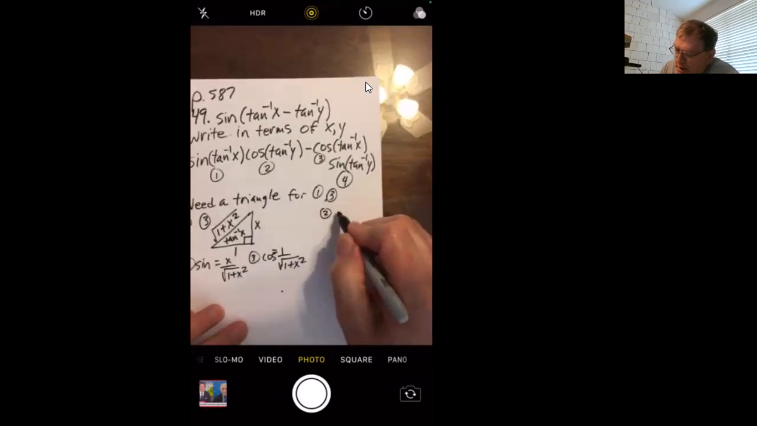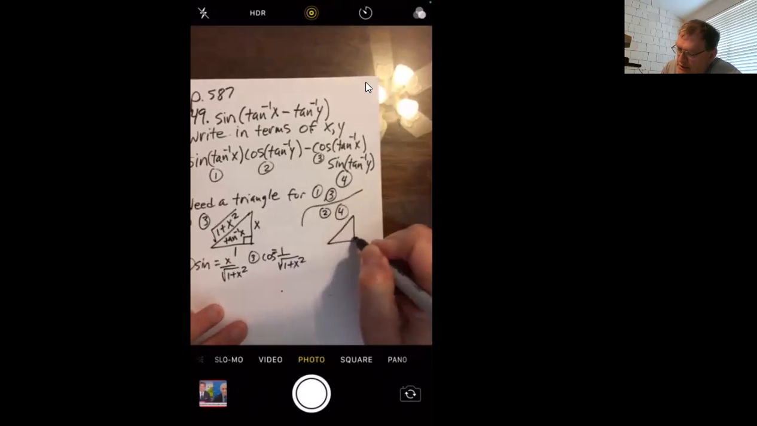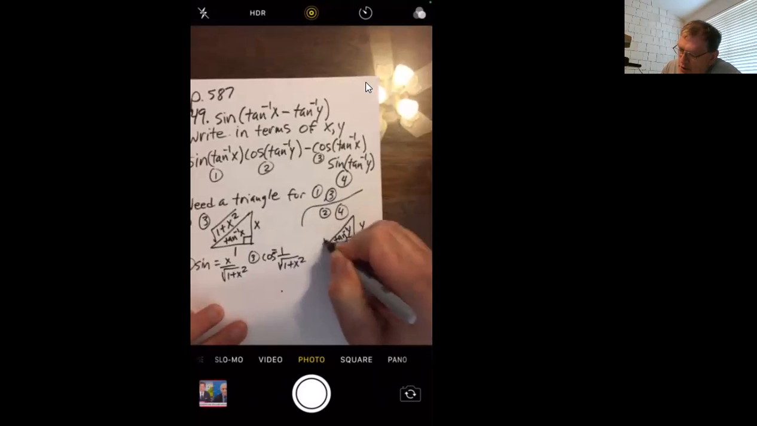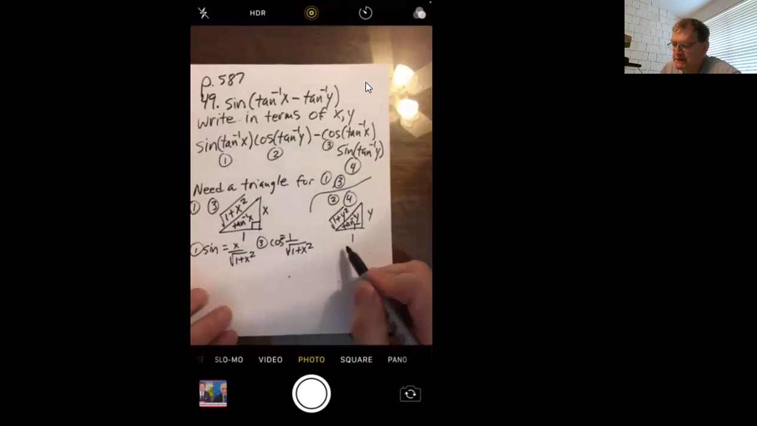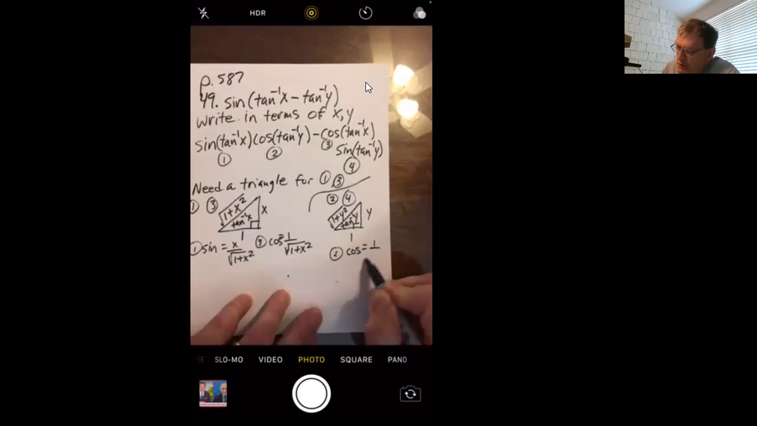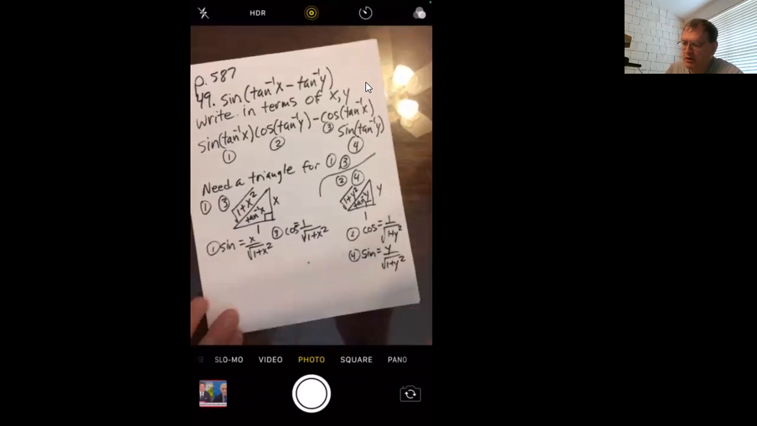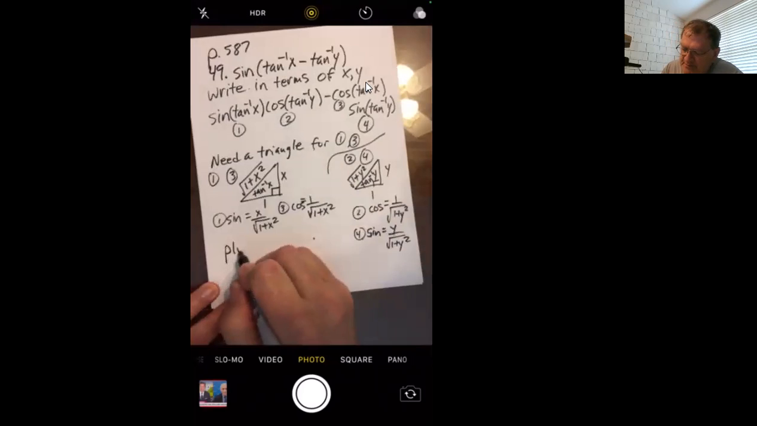So for 2 and 4, that triangle has arctangent of y. Y there, 1 there, square root 1 plus y squared. All right, and piece 2, its cosine is equal to 1 over the square root 1 plus y squared, and piece 4, its sine is y over the square root 1 plus y squared. Okay. See if you can match the pieces, plugging in.